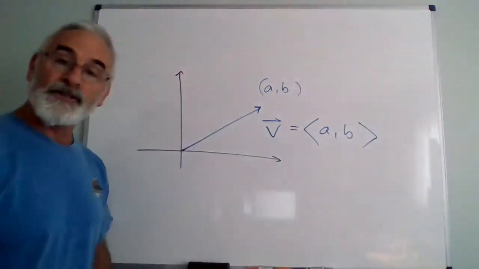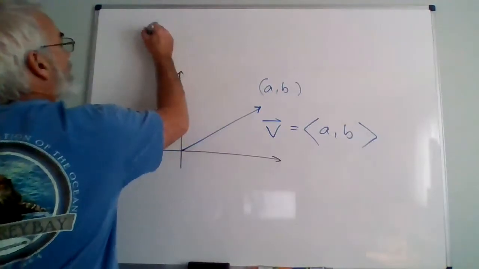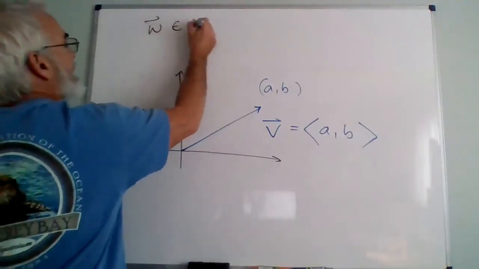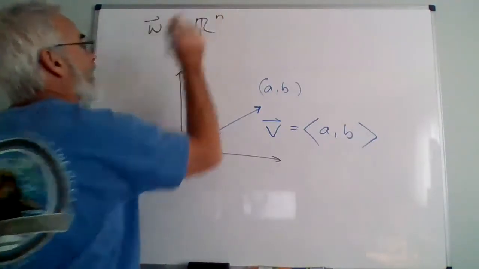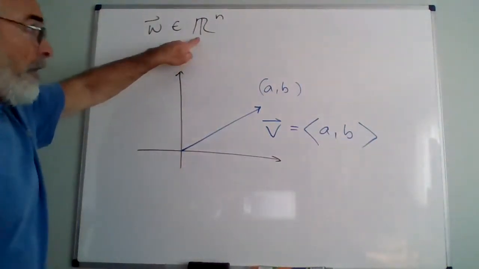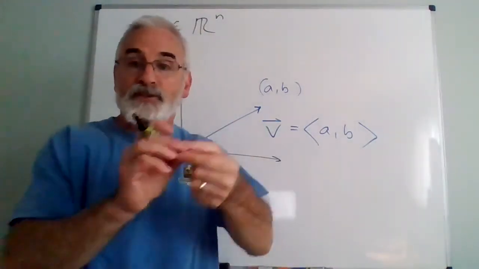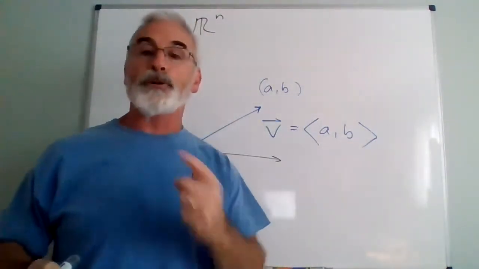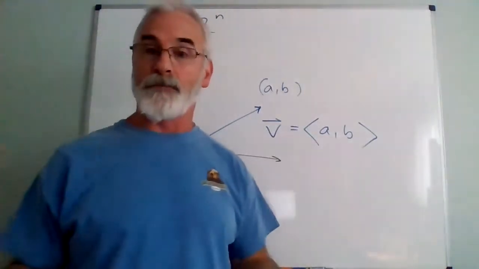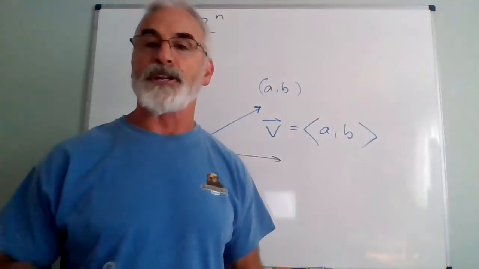So if I can add 2 vectors, well, right off the bat, let me define a vector, we'll call it W, and W is an element of Rn. So I'm going to give you some notation. Now, if I just make a script R, that refers to the number line. That's the set of real numbers. R2 is the XY plane. R3 is XYZ. And this comes from something called a Cartesian product.